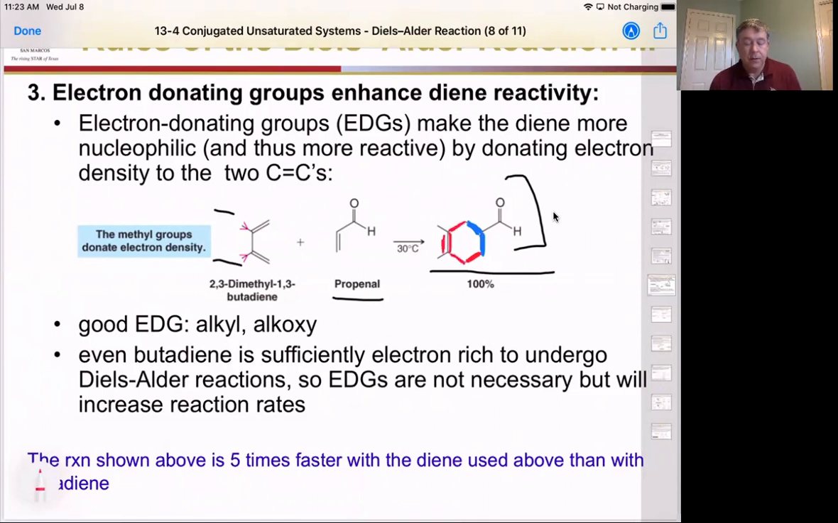Okay, so a lot of the good electron donating groups tend to be alkyl groups because they have a fairly nonpolar bond, or alkoxy groups. Those oxygens act as electron donating groups. Now, you don't have to have electron withdrawing groups, but it really does increase the rate of reaction.